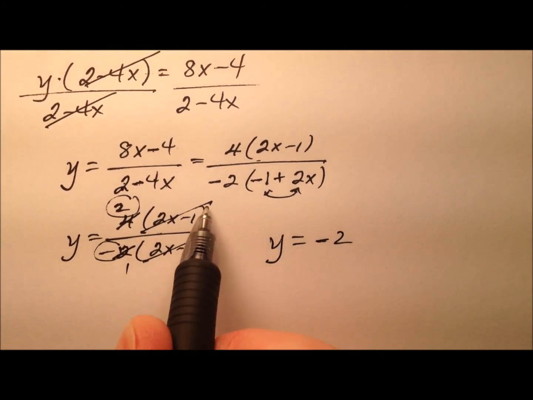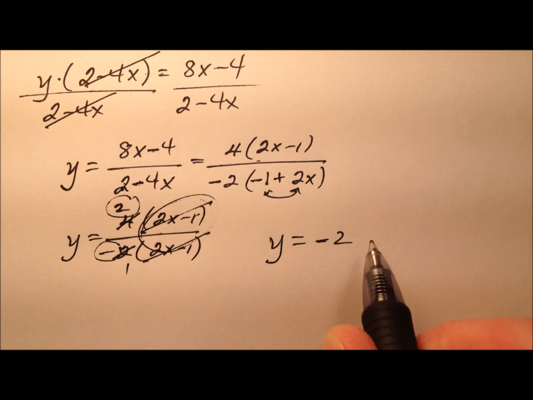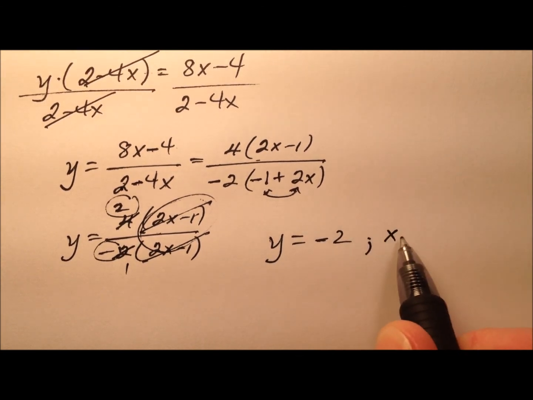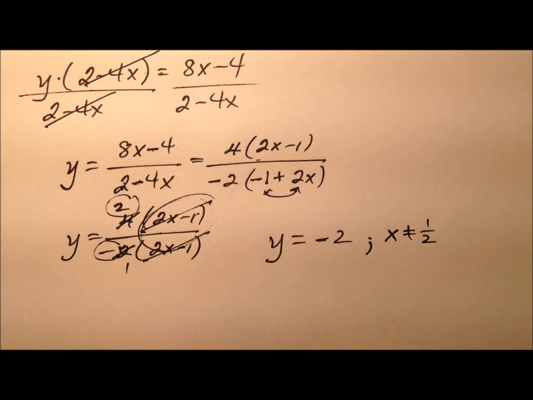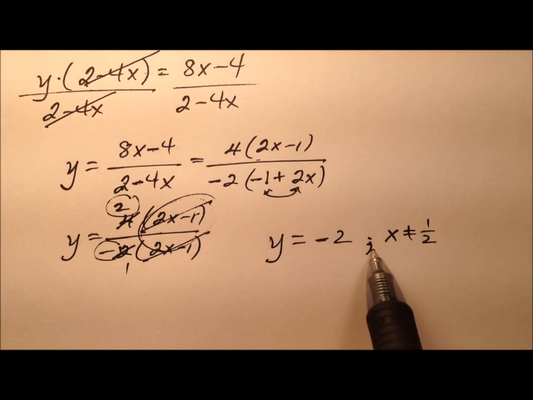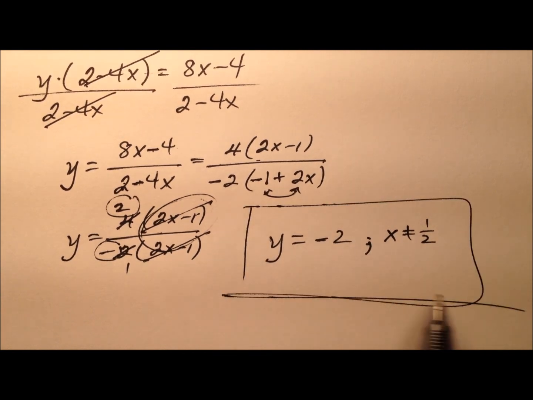And one quick thing we can say if you've studied domains or values that are undefined, that kind of thing, because we canceled out this 2x minus 1, you could add the provision here that x cannot equal 1/2. And if you haven't studied about that yet, that's okay. You don't necessarily have to write that. But here's what we have. Y is -2.